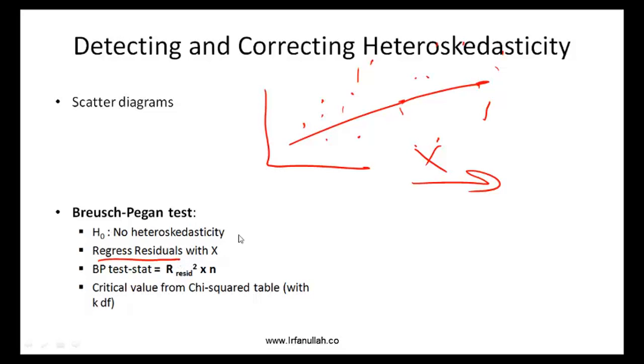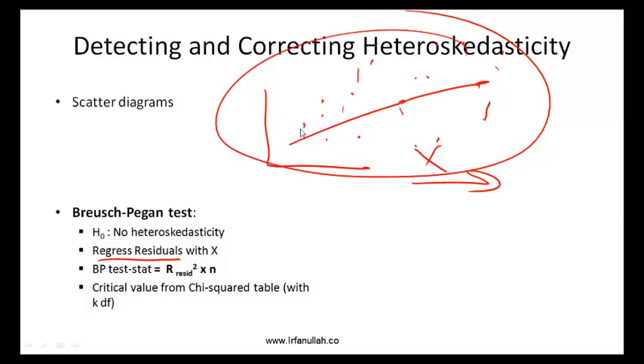What does that mean? Here have we regressed the residual with x. This is your original regression. Then you take out all these residuals and you then regress, so the residual becomes the y, and you regress the residual with x.